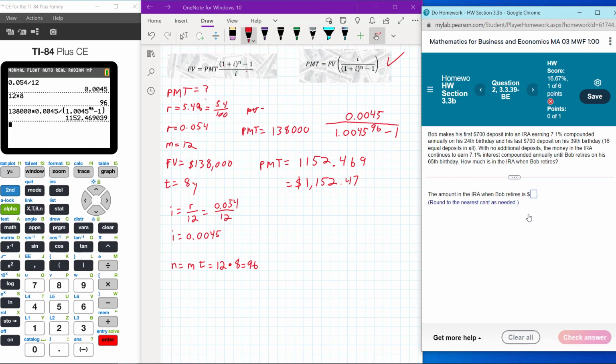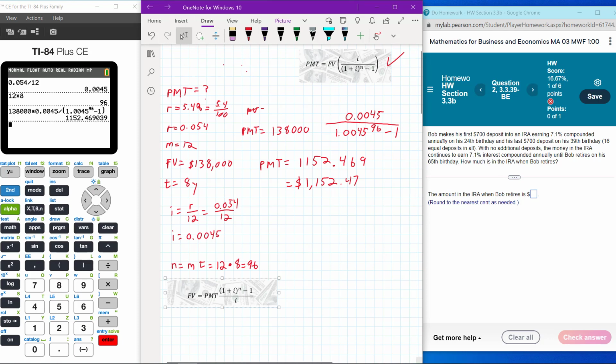Our next question is a little challenging because there are actually two problems all wrapped up in one. Bob makes his first $700 deposit into an IRA, earning 7.1% compounded annually, on his 24th birthday, and his last $700 deposit on his 39th birthday, which means he's made 16 deposits. That happens to be N for us. After that, with no additional deposits, the money continues to earn 7.1% compounded annually until Bob retires on his 65th birthday.